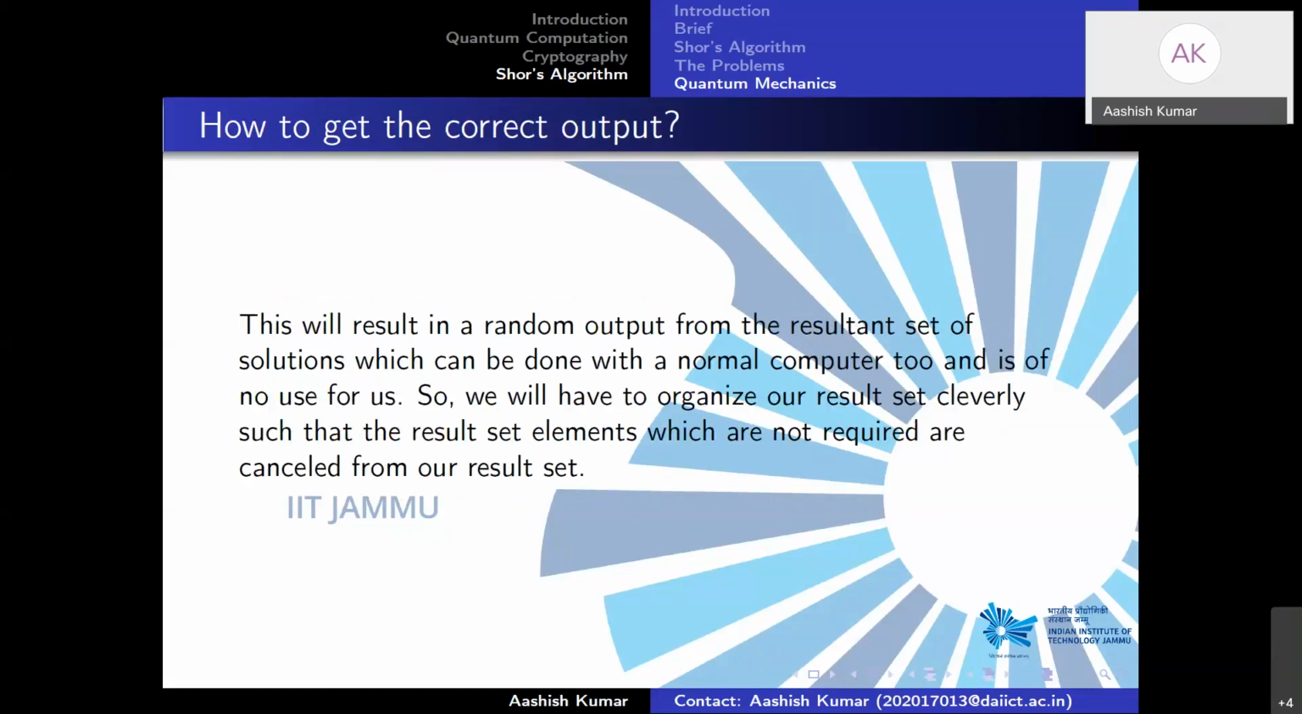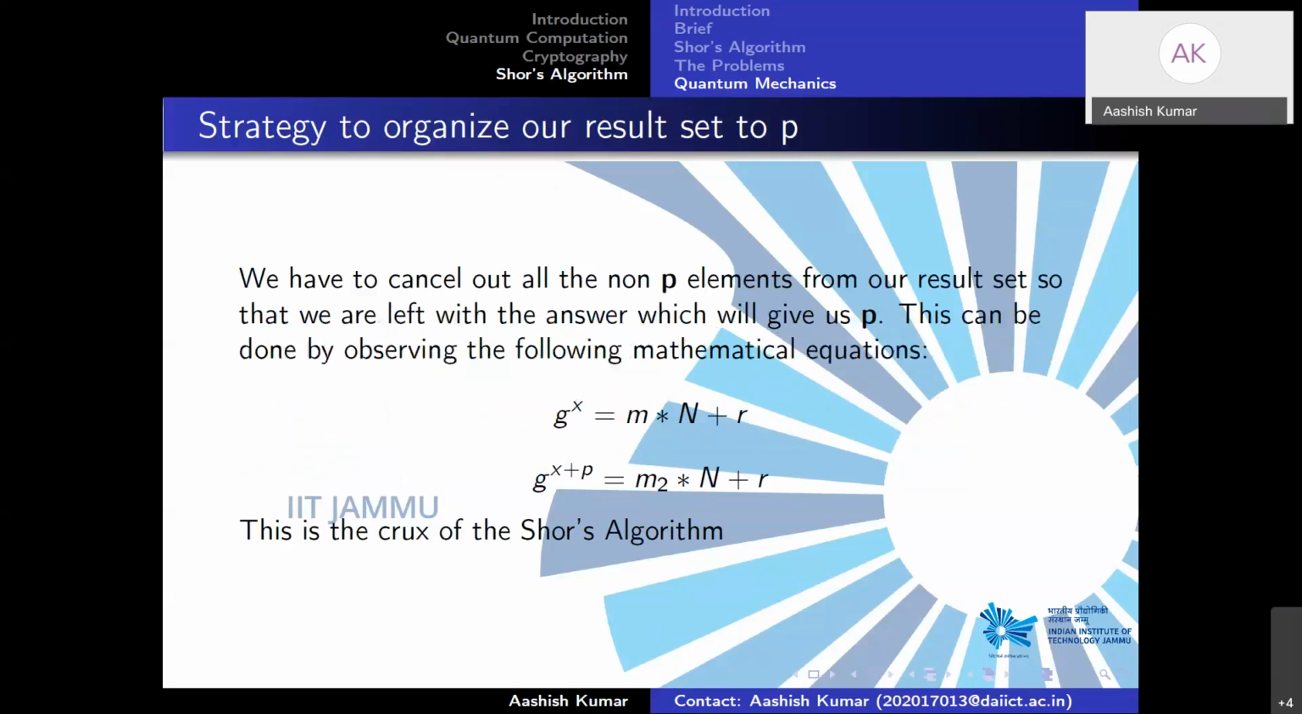So how to get the correct output? This will result in a random output from the resultant set, which could be anything. So this would be as good as doing this on a classical machine with a random guess. This is of no use for us. So we'll have to organize the result set cleverly such that the elements which are not required are cancelled out from our result set.